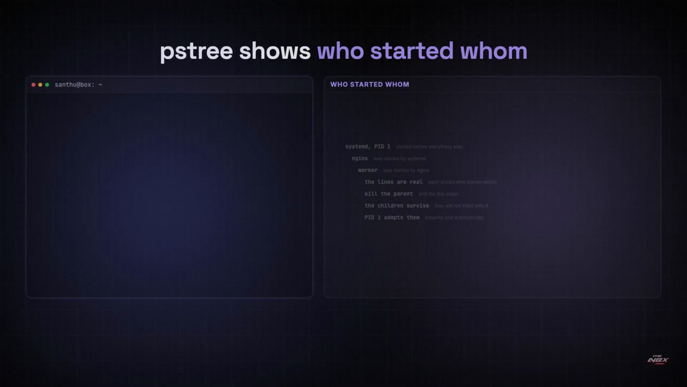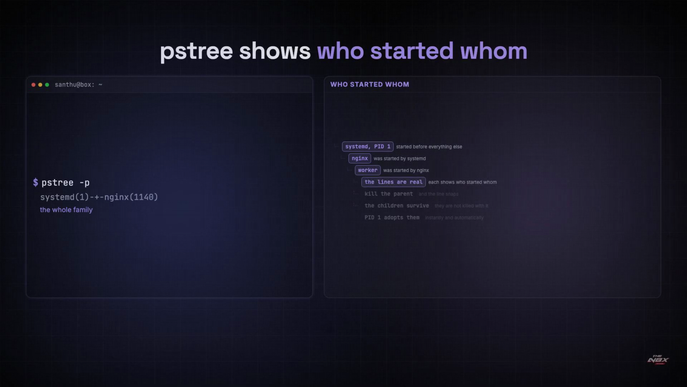ps gives you a flat list, which hides the most useful fact about processes. Every one of them was started by another one. pstree draws that instead. At the top sits systemd, process number 1, which the kernel started before anything else. Nginx was started by systemd. A worker was started by Nginx. Those connecting lines are real relationships, not decoration.